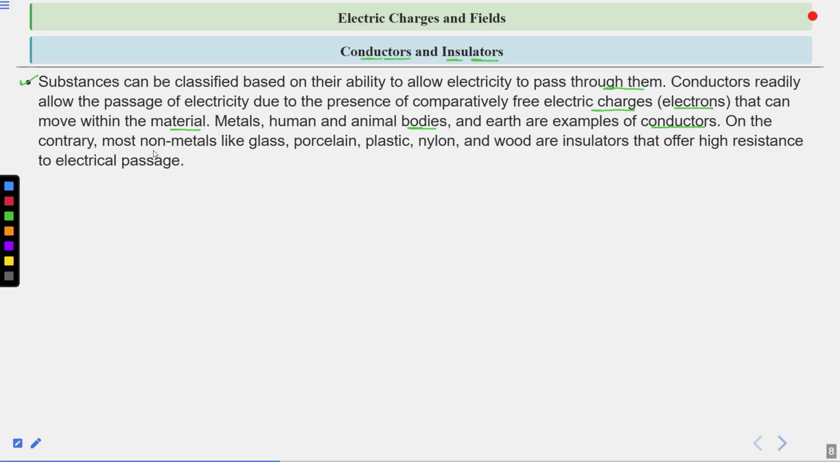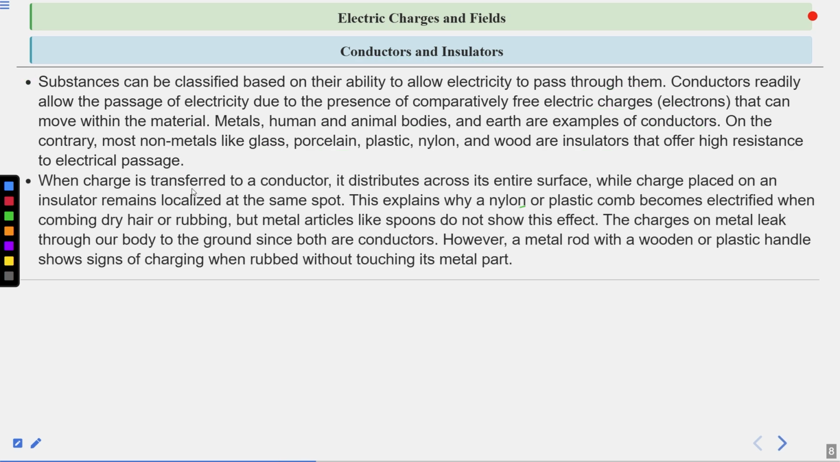On the contrary, most non-metals like glass, porcelain, plastic, nylon and wood are insulators that offer high resistance to the passage of electricity. When charge is transferred to a conductor, it distributes across its entire surface, while charge placed on an insulator remains localized at the same spot. This explains why a nylon or plastic comb becomes electrified when combing dry hair, but metal articles like spoons do not show this effect.